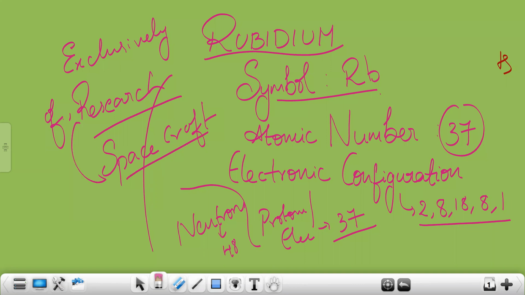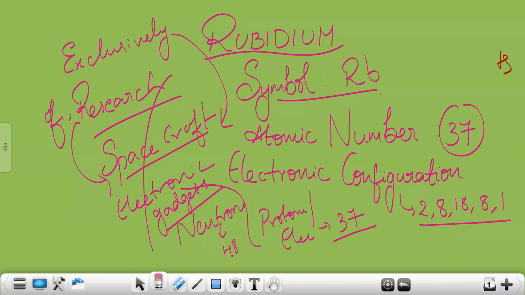Spacecraft research work, it is used. Other details were not given as per your class is concerned. It is used in research for some electronic gadgets also. Electronic gadgets development and research purpose also, rubidium is used.